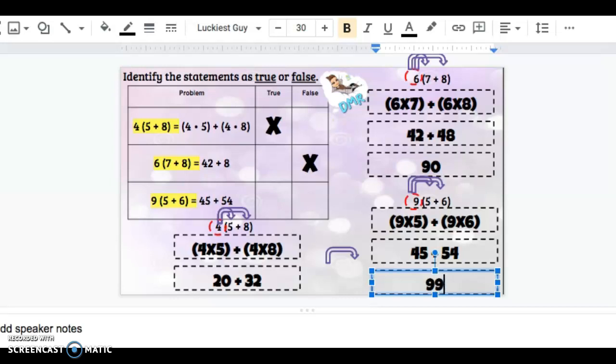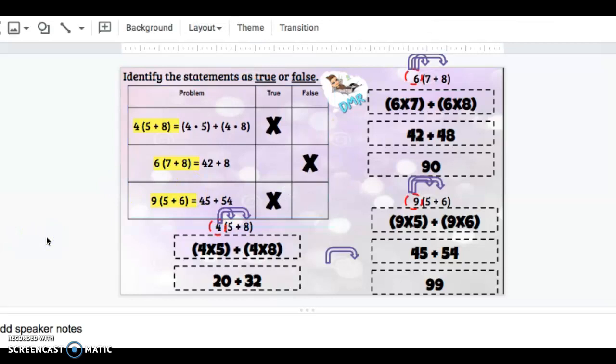Okay? So now let's look at our expression that they gave us, or our equation. 9 parentheses 5 plus 6 equals 45 plus 54. I have 45 plus 54 as well, so that means this is true. And that is your DMR for today.